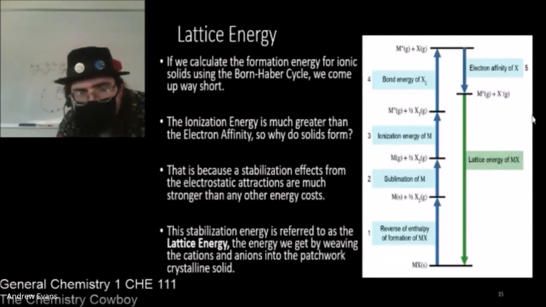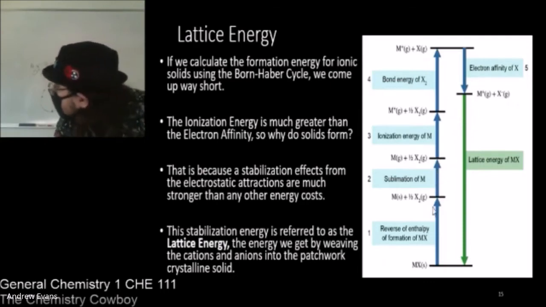Now, there's something special about here. If we calculated the amount of energy to produce this, we notice something weird happens. If we take our starting point, if we say, how much energy would it take to make sodium chloride from 1 mole of the metal solid and a half mole of the chlorine gas? And try to calculate that.